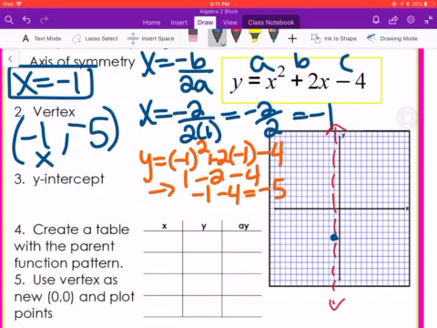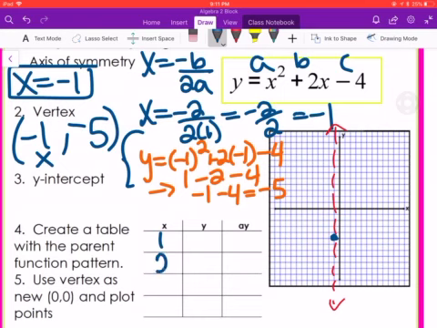Now I'm going to use my parent function. If I wanted to continue graphing this with a general table, I would have to pick x values, like plug in x equals negative 2, and then plug that into my equation and solve for y. Then I'd have to pick x equals negative 3 and plug that into my equation and solve for y. So I'd end up doing the same amount of work over and over again, and that becomes really tedious. But because I know that parabolas all follow the same patterns, depending on the a value, I can use the parent function pattern to graph it.